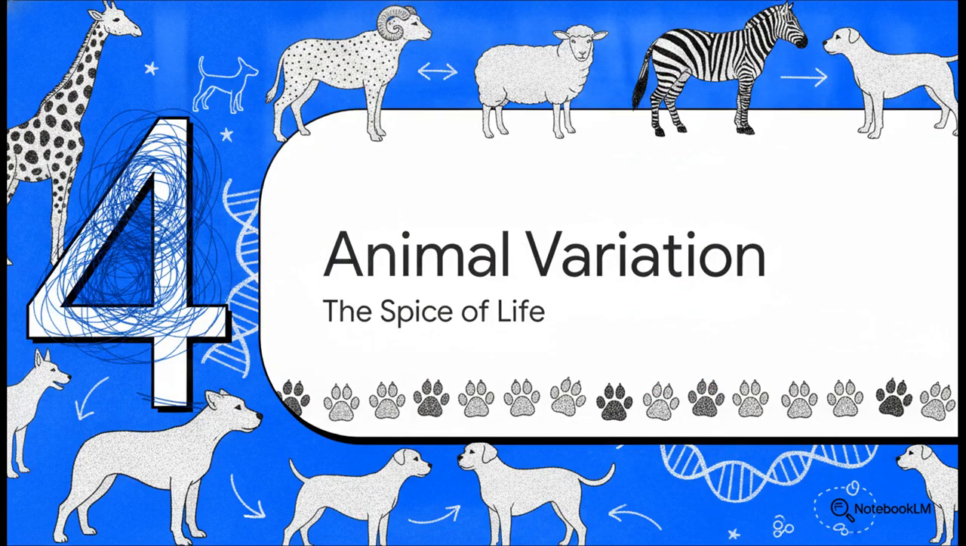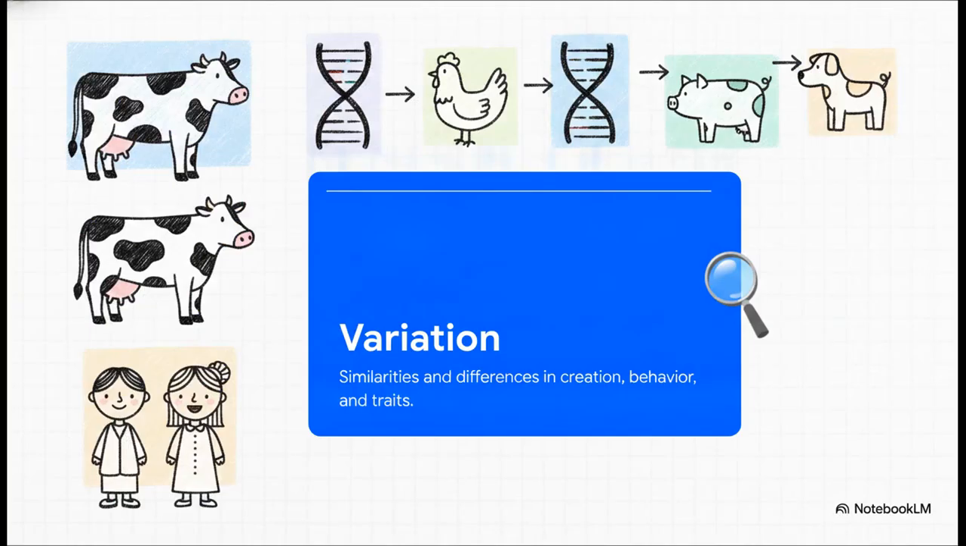Section 4. Animal variation, the spice of life. Variation is literally the raw material of breeding. It's the simple fact that no two individuals are exactly alike. Even identical twins have slight differences due to environmental factors. If every single cow produced the exact same amount of milk, genetic progress would be impossible. Variation is what makes any kind of improvement possible.